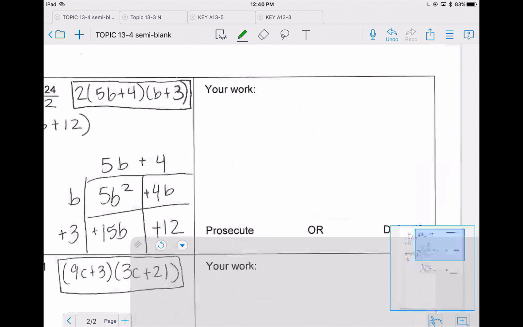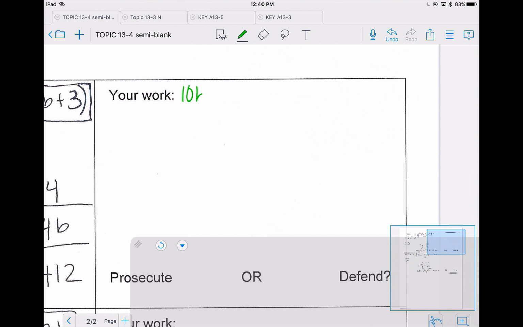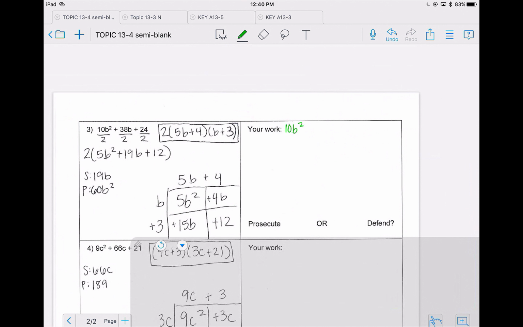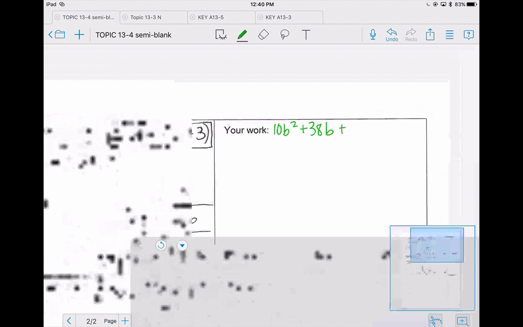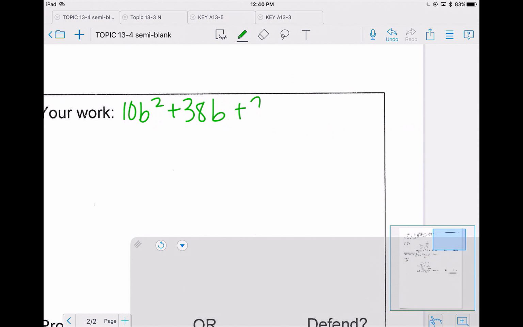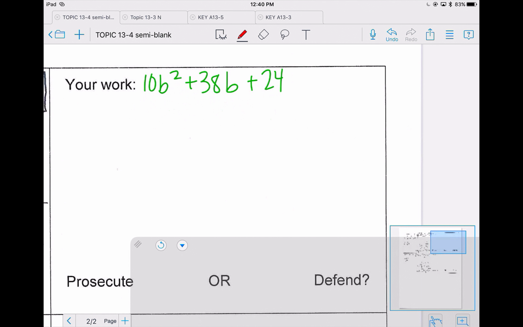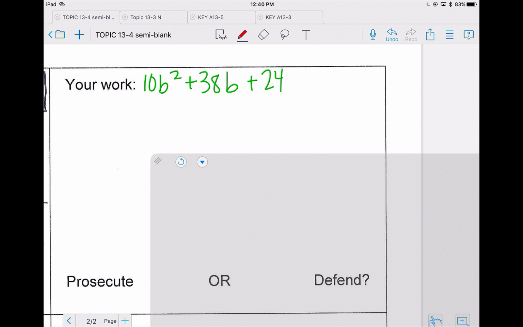Okay, problem 3, I have 10b squared plus 38b plus 24. So when I look at this one, these are all even, so I'm going to take out a number. I can take out a 2. If I can take out a 2, I'm going to check for 4. 4 does not go into 10 or 38 nicely, so I can't take out a 4. I cannot take out a 3, so I can't take out a 6, so it looks like the only thing I can take out is a 2.